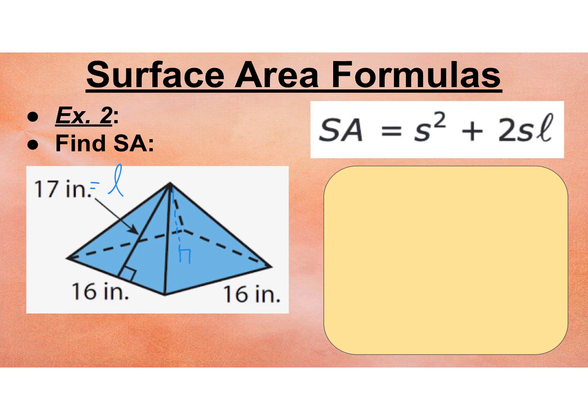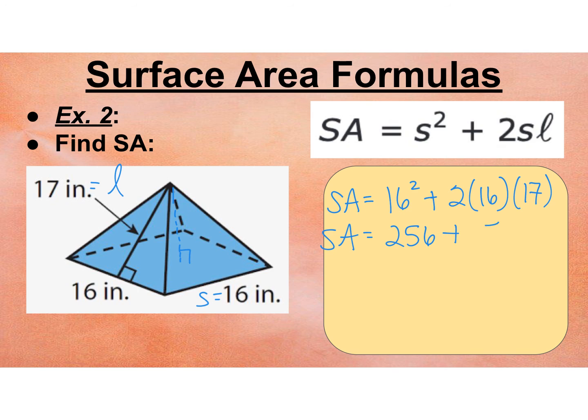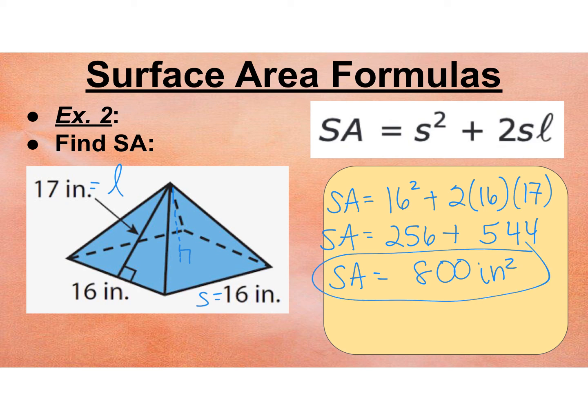So I am going to follow the formula on this, and the surface area is going to be the side, which is 16 in this case, so 16 squared, plus 2 times my side times my slant height. And when I do that out, 16 squared is 256, and all of that multiplied is 544. And conveniently, we're going to get 800 inches squared. And we did it. Nice job.